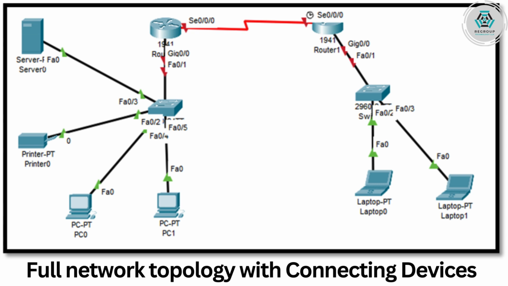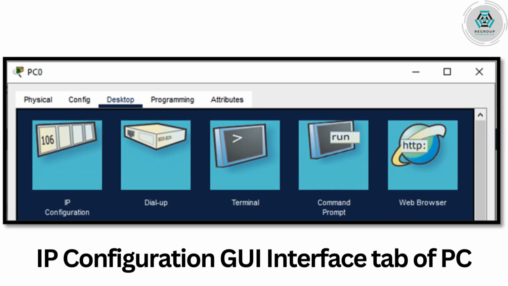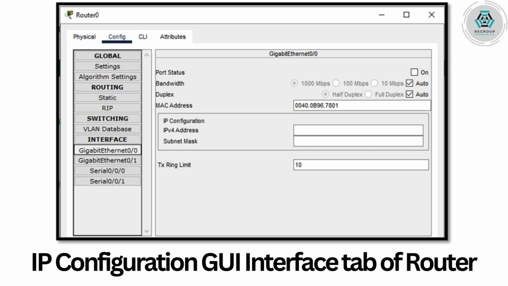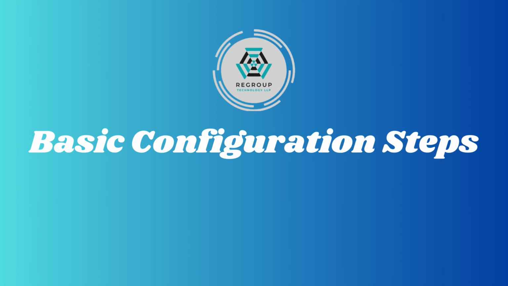Configuring devices. 1. Accessing device configuration. GUI configuration. Click on the device to open its configuration window. For end devices like PCs, this window will allow you to configure basic settings through a graphical interface. CLI configuration. For networking devices like routers and switches, you can also use the command line interface, CLI, to configure settings.